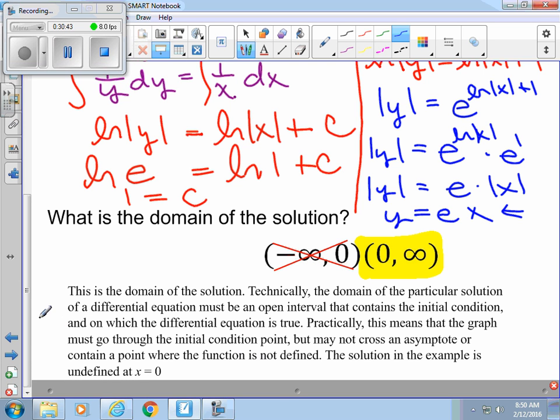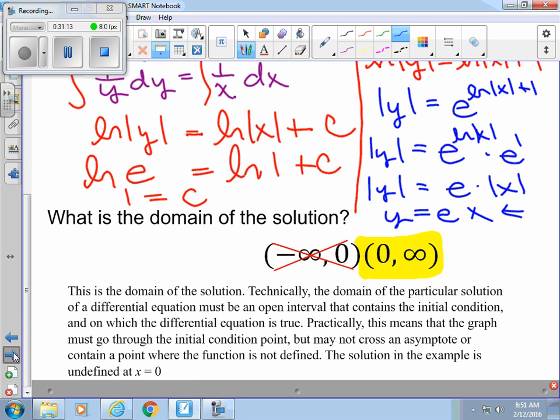So, this is from a textbook. The domain of the solution, technically the domain of the particular solution of a differential equation, must be an open interval that contains the initial condition, and on which the differential equation is true. Practically, this means that the graph must go through the initial point and may not cross an asymptote or contain a point where it's not defined. So, this is just an example.